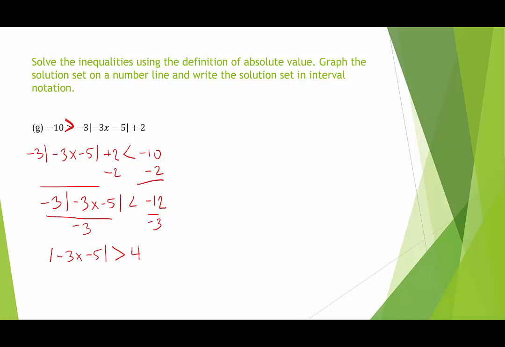The absolute value is by itself on the left-hand side, and it is greater than something, indicating that we have a disjunction, an OR situation. So we have two cases to consider. Case 1 is when -3x minus 5 is greater than 4, and case 2 is when -3x minus 5 is less than -4. We're going to solve for x in each case, so I'm going to add 5 to both sides.